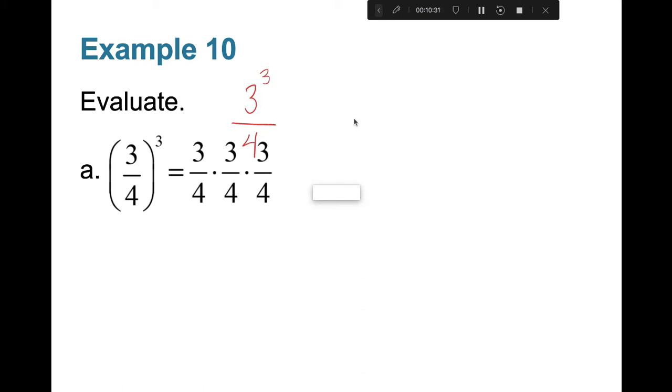So 3/4 times 3/4 times 3/4: 3 times 3 times 3 is 27. 4 times 4 times 4 is 64. Can 27/64 reduce? No. A good way to determine this is to look and see if there was anything we could cross cancel back here when we were multiplying. There is nothing that we could have cross canceled, so we know 27/64 is in lowest terms.